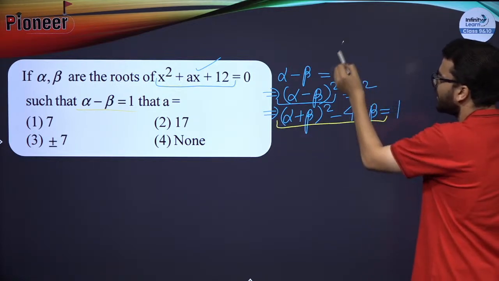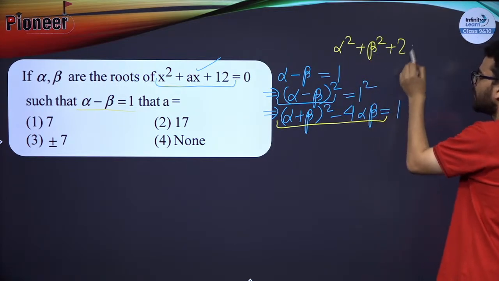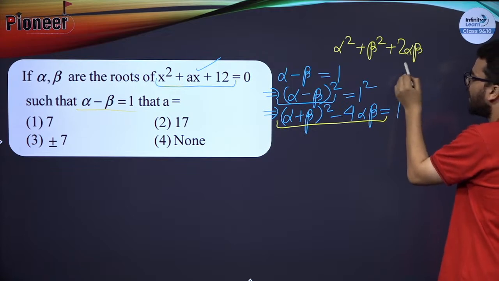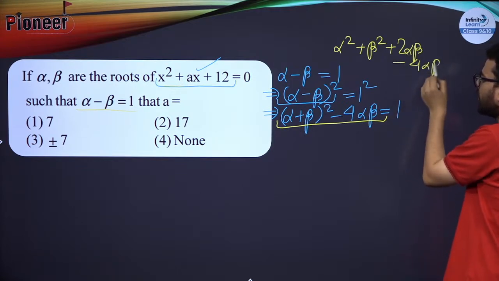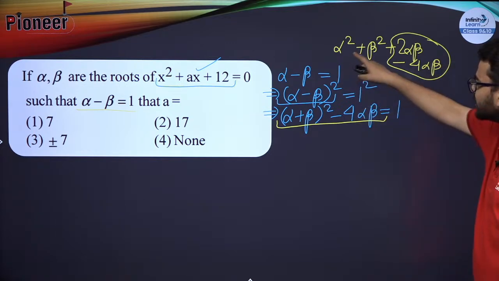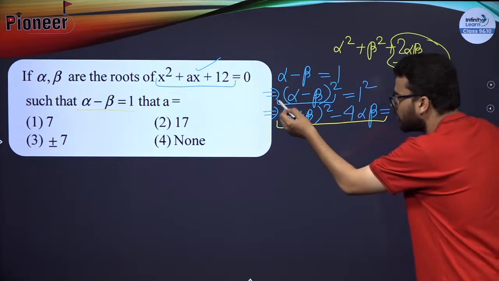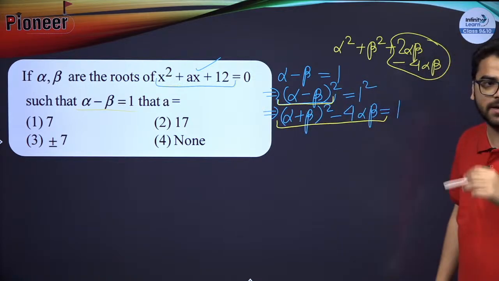what will you get? You will get alpha square plus beta square plus 2 alpha beta, correct? And I have written minus 4 alpha beta over here. So this will be simplified and it will give you minus 2 alpha beta. So it is alpha square plus beta square minus 2 alpha beta. That is nothing but equal to alpha minus beta square. Is it clear to everybody?